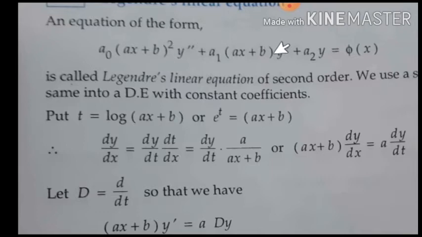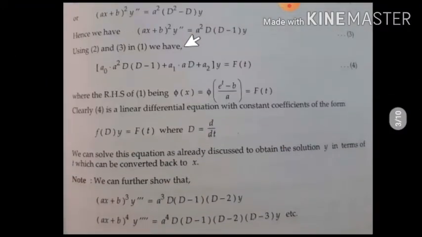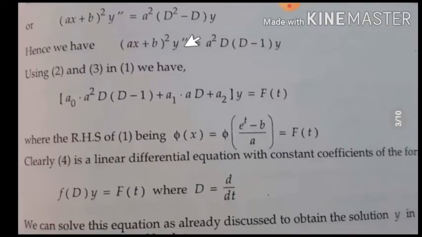So (ax + b) y dash, we learned, should get converted as a into D into y with this standard substitution. Similarly, (ax + b) whole square y double dash will get converted as a square into D squared minus D into y. You can ignore this step also. You can remember it: (ax + b) whole square y double dash gets converted as a square into D into D minus 1 into y. One term will be extra, D minus 1.